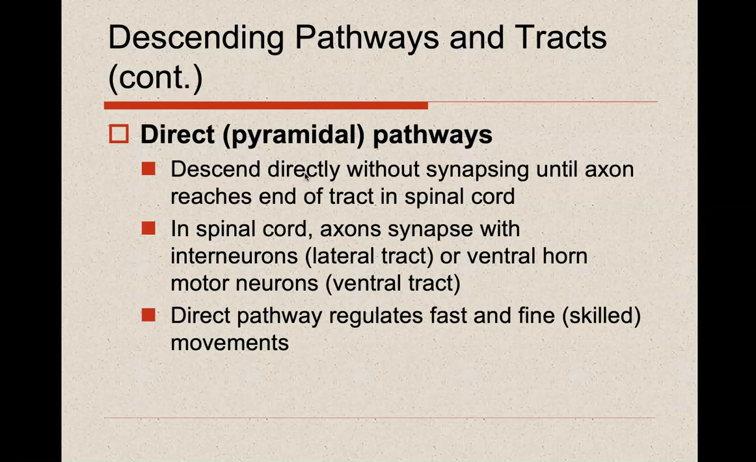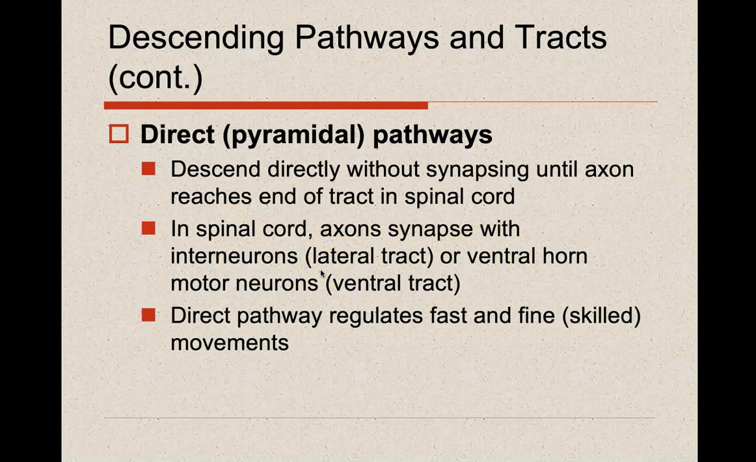So again, our descending pathways are going to descend directly without synapsing until the axon reaches the very end of the tract in the spinal cord. So that's why we're not going to have these first order, second order, third order ones, because they're going to descend all the way down. That's why when we talked about the pyramidal tracts, they're really going to be mostly motor. And in the spinal cord, these axons synapse with some interneurons sometimes.